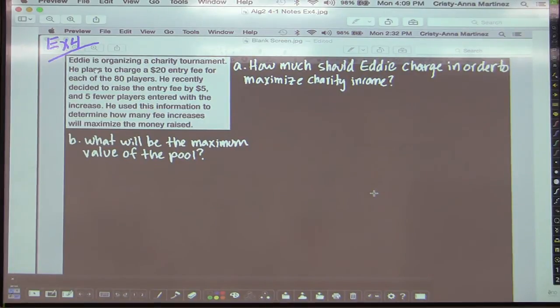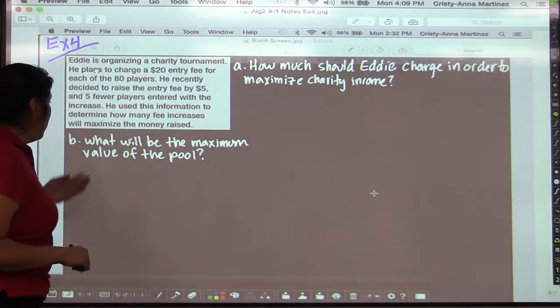So, as we were saying, we're going to want to use this information to determine how many fee increases will maximize the money raised. Whenever it tells you to maximize something, you pretty much know it's going to be a parabolic function. So here it says, how much should Eddie charge in order to maximize charity income, and what will the maximum value of the pool be?